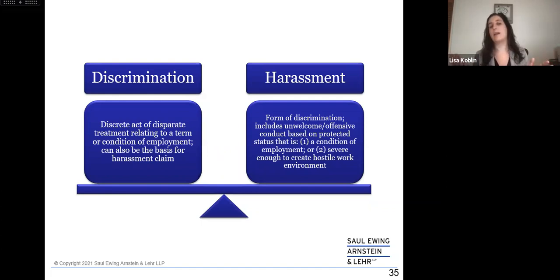Obviously, the takeaway is both of these types of behaviors, when linked to one of those protected categories that we just reviewed, are not permitted and would likely be unlawful and certainly would violate the practice's policies. So we want to avoid any conduct that could even approach that level of prohibited behavior.